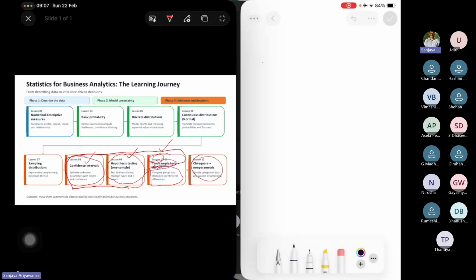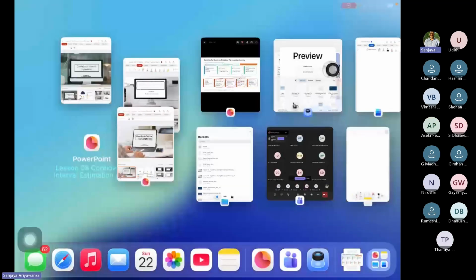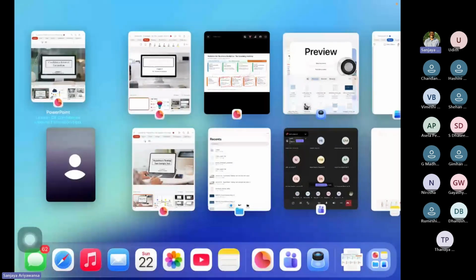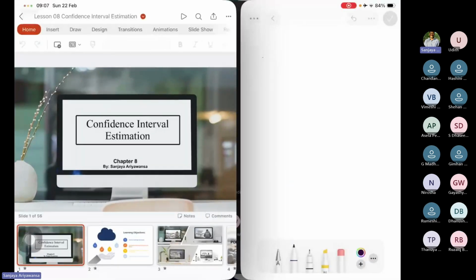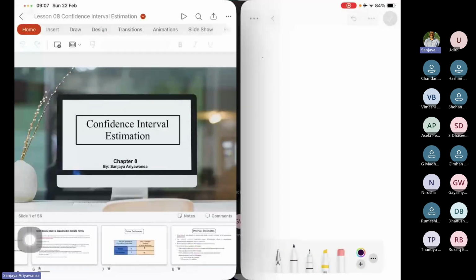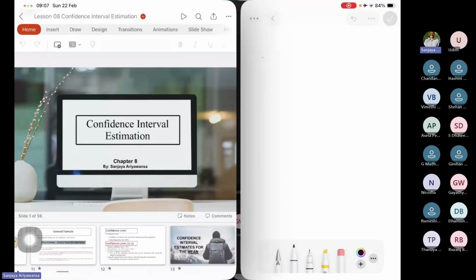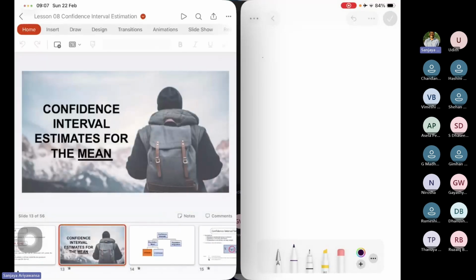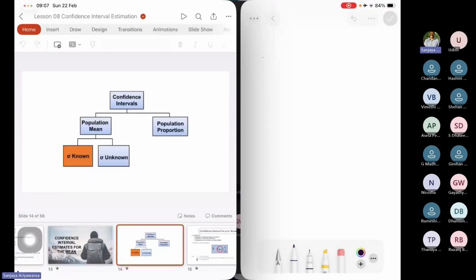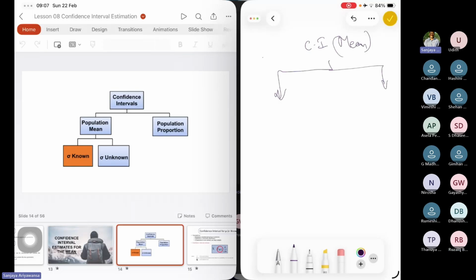Right. So let's get to our lesson on confidence intervals. Under confidence interval estimation, just to give you a quick highlight of what we did, we talked about confidence intervals first for the mean. Under that, we looked at two scenarios. One was when the population standard deviation was known. The other was when the population standard deviation was unknown.